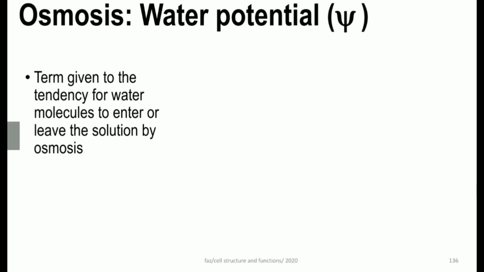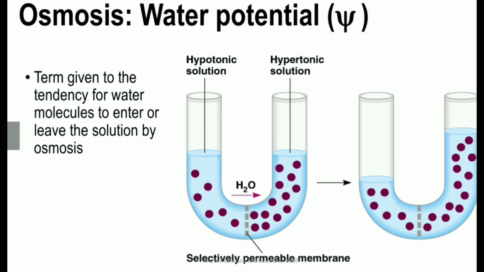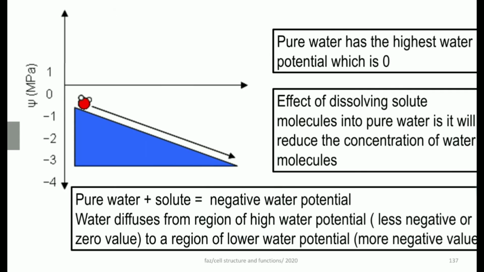Water potential is the term given to the tendency for water molecules to enter or leave the solution by osmosis, meaning that the keyword there is the tendency of movement of water molecules. Pure water has the highest water potential, which is 0. So if we dissolve solute molecules into pure water, it will reduce the concentration of water molecules. So pure water plus solute will give negative water potential.